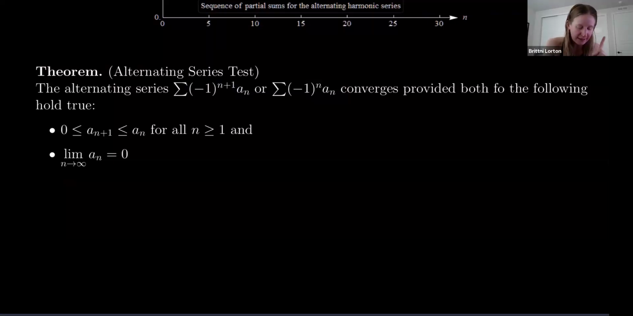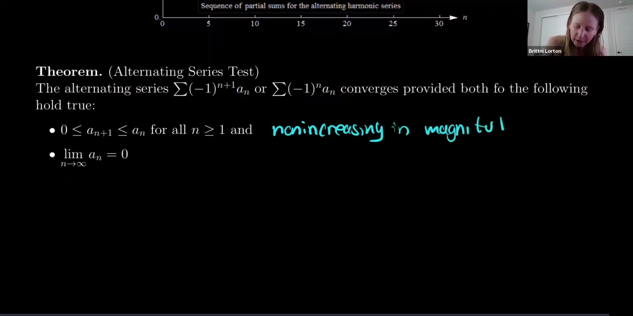And oftentimes the way that first bullet point is written is with the word non-increasing in magnitude. So the terms of the series need to be non-increasing in magnitude. And their limit has to go to 0. So if both of those bullet points hold true, then we have that the alternating series converges. If one of them fails, the whole thing diverges.